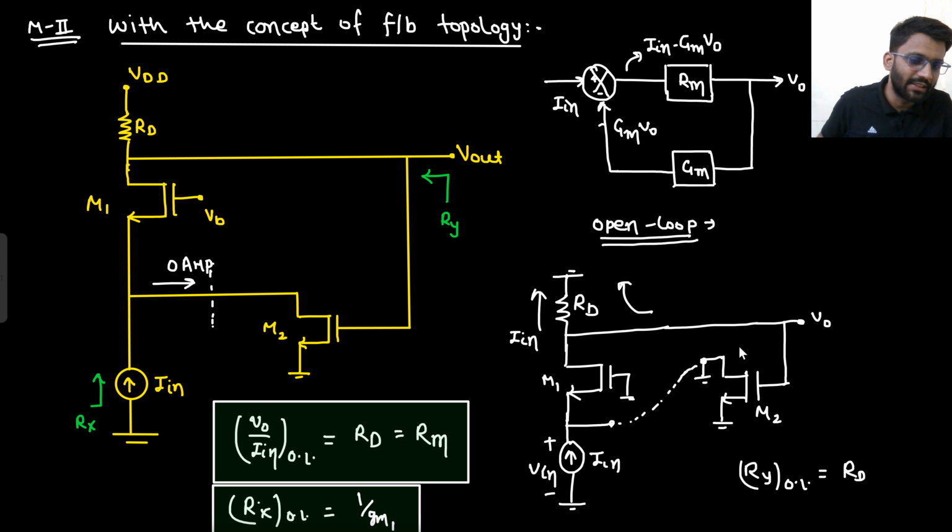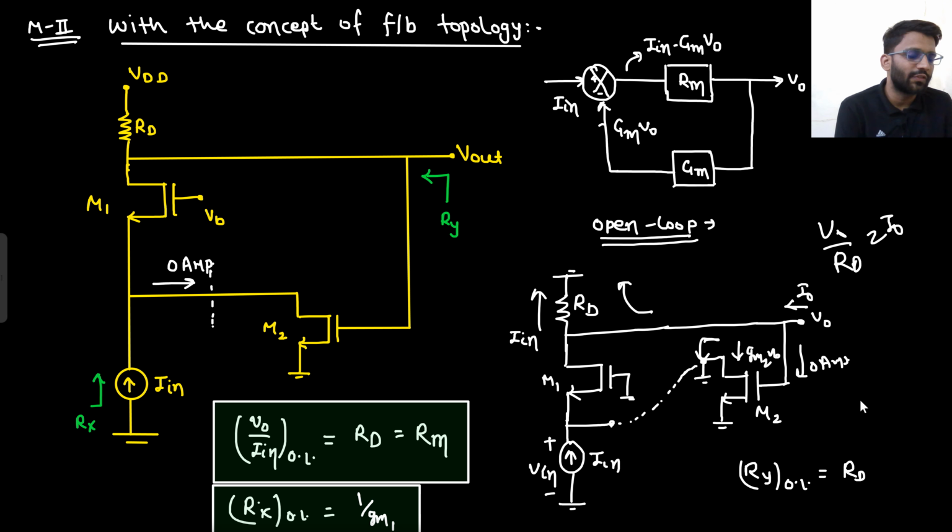Now people will say, sir, this will also drive current gm V0. No issue, because from here there is 0 ampere current, right? So from the V0 node, what do you see? There is 0 ampere current and there is V0 by RD current. If you get I0 current out of it, what will be your V0 by I0? V0 by I0 would be simply RD, because V0 by RD equals I0, since there is 0 ampere current. Although it is driving gm V0 current, that is going into the ground.